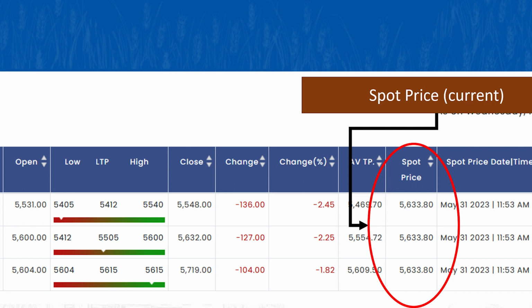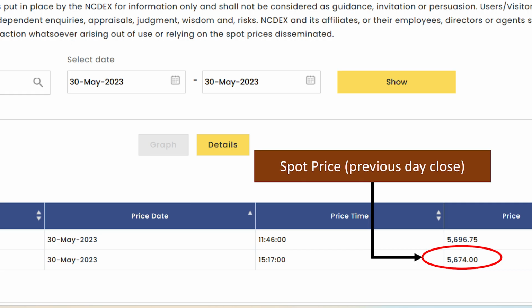Here if we go and look at the spot prices, obviously the underlying asset for all these contracts is the same, which is Castor seeds, and the spot price for all these is the same, which is 5633.80. If we go a little bit deeper and look at how the spot prices are moving, we can see that the spot price at the end of the day close is 5674, whereas the spot price at the earlier time in the day was 5696.75, which was a higher price, which shows that there is an expectation that the spot prices might go down in the near future.